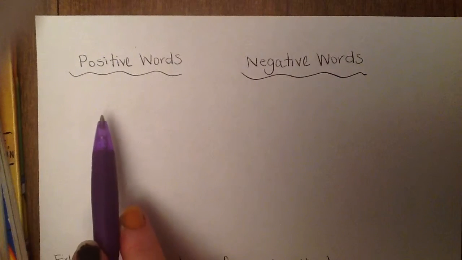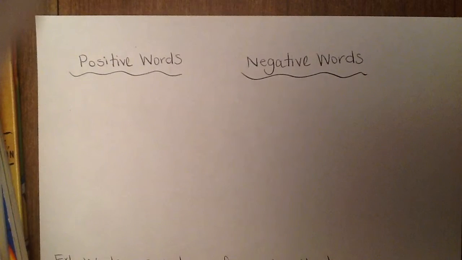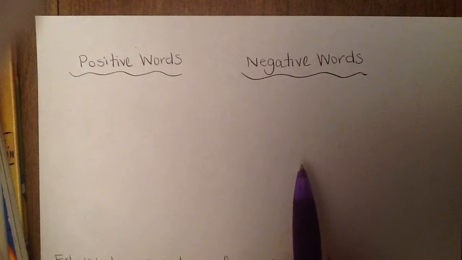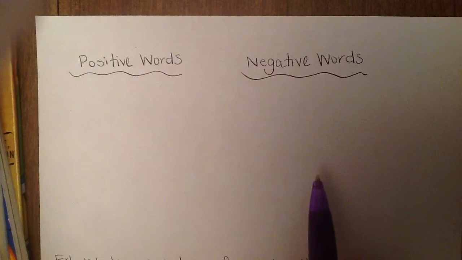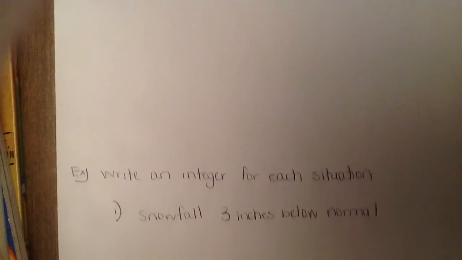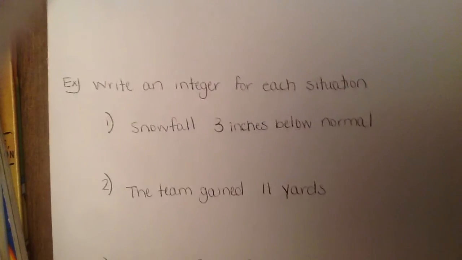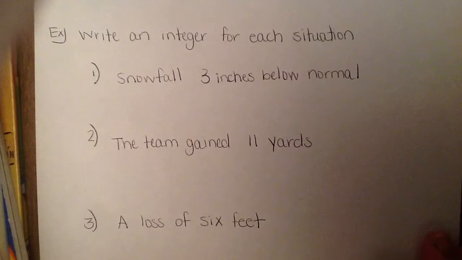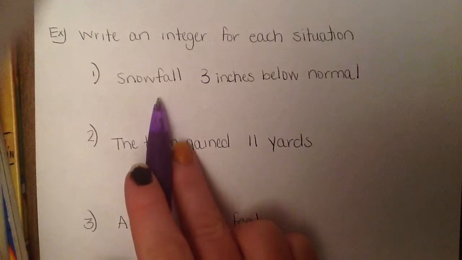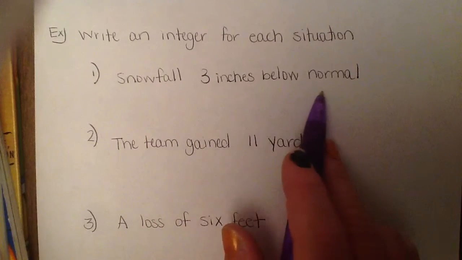Let's now discuss some words that refer to positive or negative situations. Let's list some words that mean positive. How about some words that mean negative? Now that we've discussed some words that mean those, let's read each situation and write an integer to describe what is happening. So number 1, snowfall 3 inches below normal.